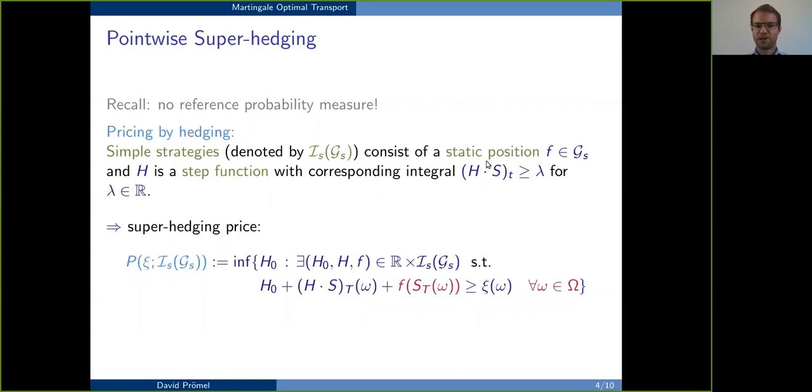And the superhedging price, using this notion of trading, is, well, as one expects. So I want to find the minimal initial capital, so that my trading in the market plus the payoff of the option superhedges the option. And here there are two new features in red. The one is, of course, the option as discussed. The other one is I want to hedge for every omega in Omega, so pointwise and not only almost surely.